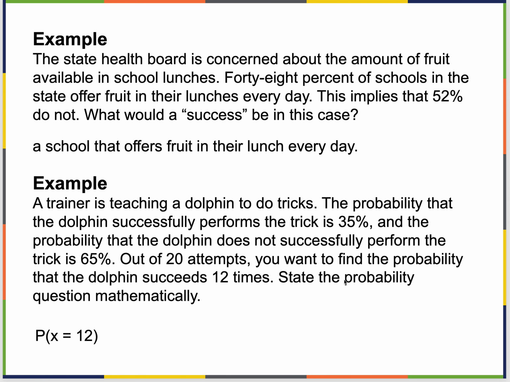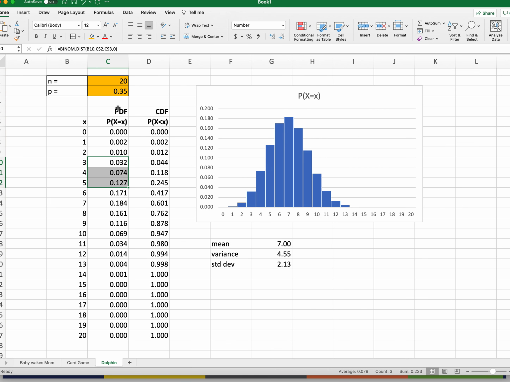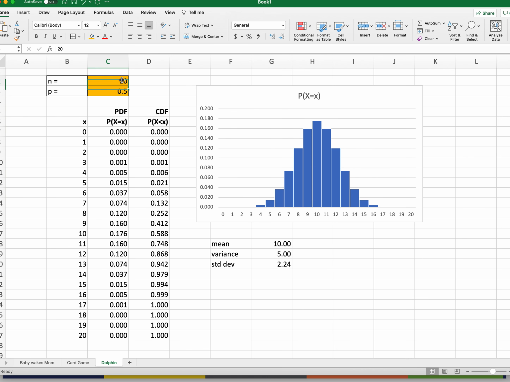So you try it on the state health board with the school things, or you do it on this coin flipped 15 times. It's the same problem I did, except instead of 15, we did it 20 times. And here the P is 0.5, and the Q is 1 minus that, which is 0.5. But if I wanted to switch that, well, let's see what happens. 0.5, and let's say I made it 15.